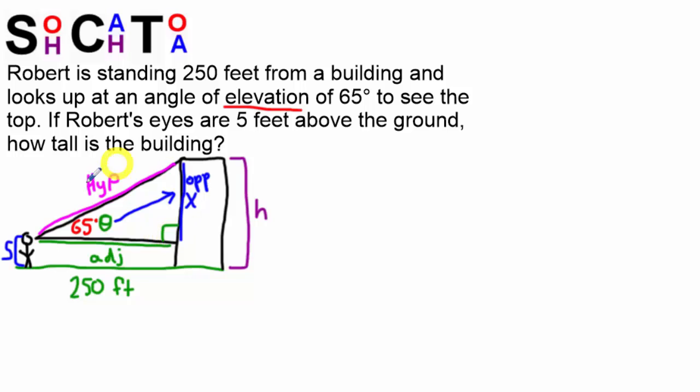Okay, so let's identify which two of the three sides are actually useful. One of them is not. So I noticed that the opposite side is useful because that's the letter x. We're going to use that in the formula. And then the adjacent side is also useful. The adjacent side of the triangle is the 250 feet. Both the ground and that side of the triangle are both 250 feet.